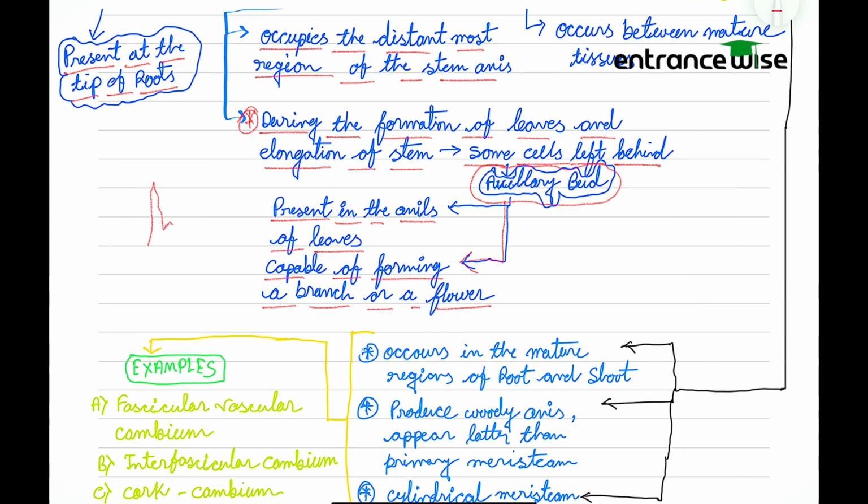So if we draw the diagram of a leaf primordium, we're going to see a structure like this. Here, at this position, will be the axillary bud.